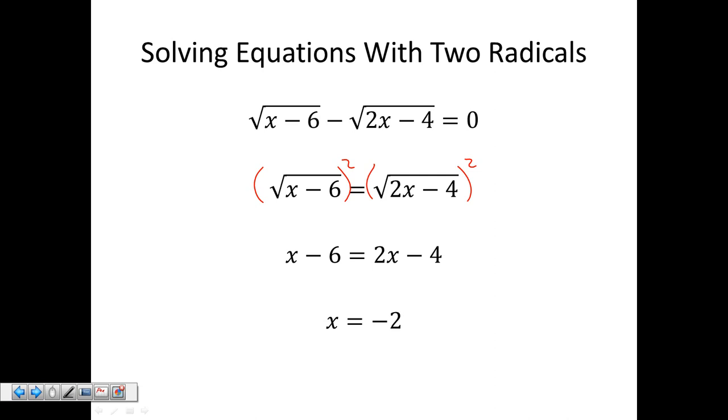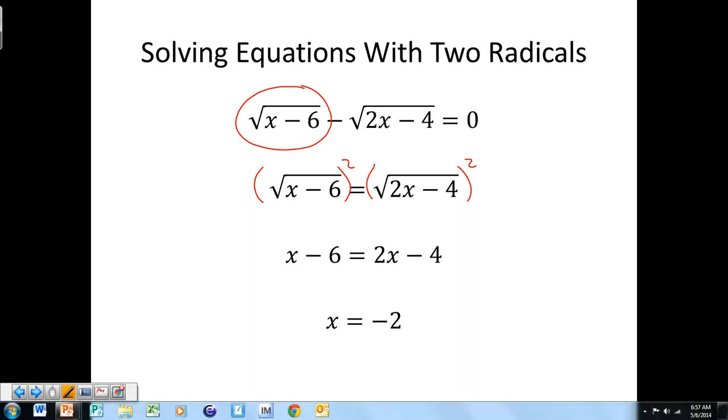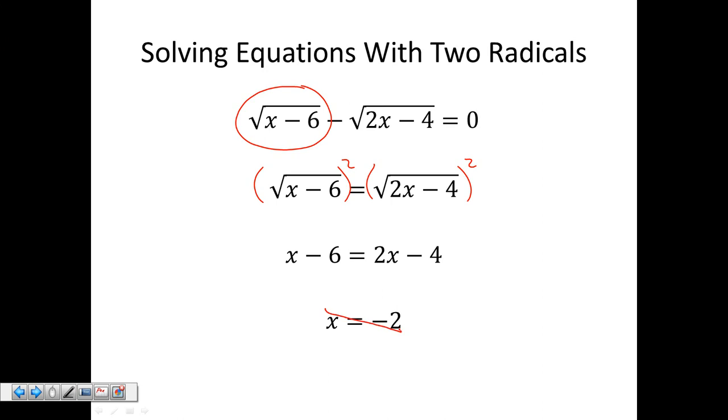Now, I do have a bit of a problem with this answer though. When I try to plug negative 2 into this first square root, negative 2 minus 6 is a negative 8. I can't take the square root of that. Now when this happens, and it's going to happen occasionally, this just basically means that we do not have a solution. You always should be going back and checking these solutions.